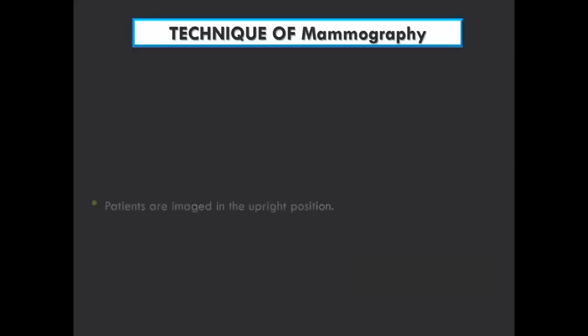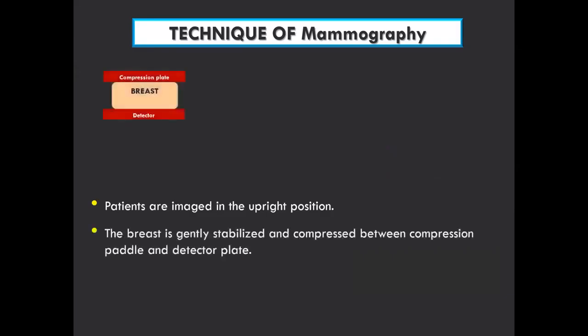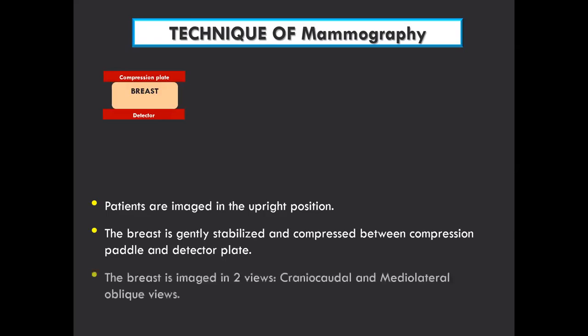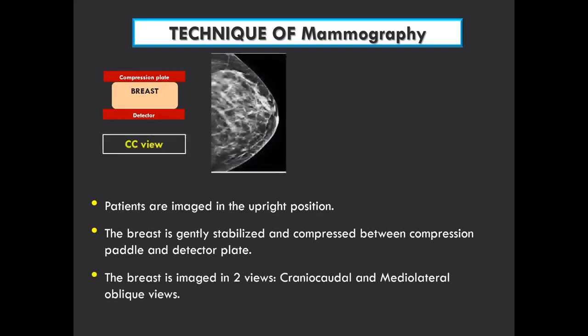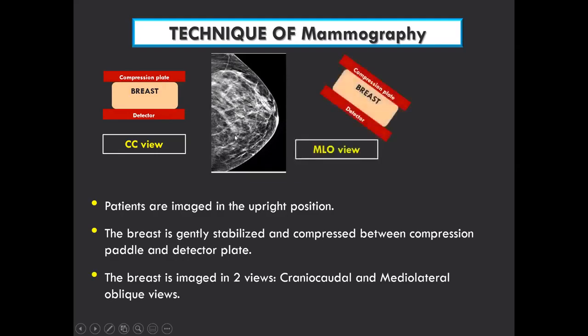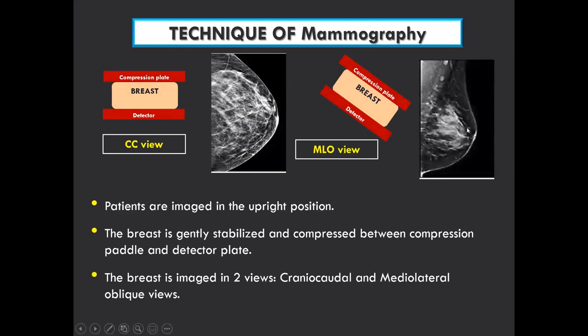We all know that in mammography, the patients are imaged in the upright position. The breast is gently stabilized and compressed between the compression plate and the detector. And then we image the breast in two views. The first view is the craniocaudal view, and in a craniocaudal view, we can say whether lesions present in the breast are seen in the outer or the inner breast quadrant. The second view is the mediolateral oblique view, and in a mediolateral oblique view, which looks like this, we can say whether the lesions seen in the breast are in the upper or the lower breast quadrants.